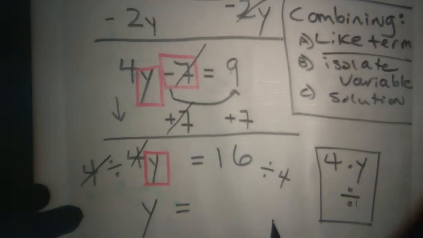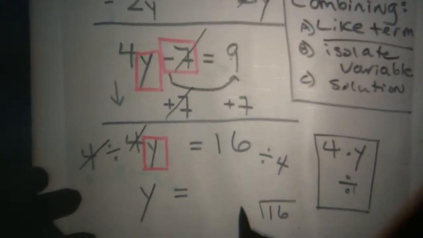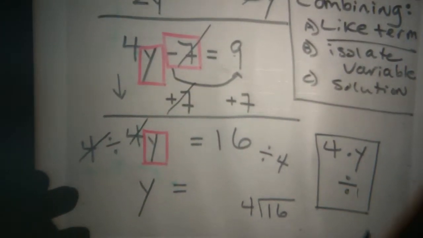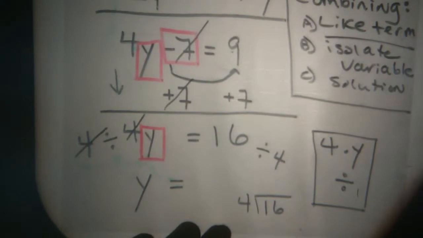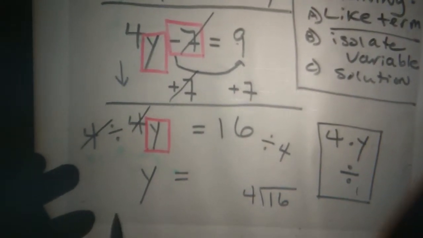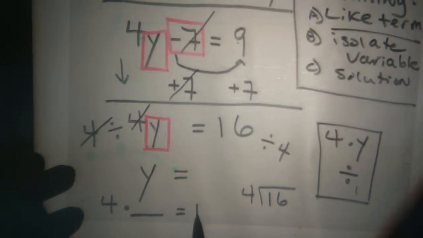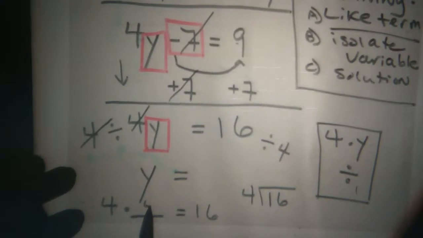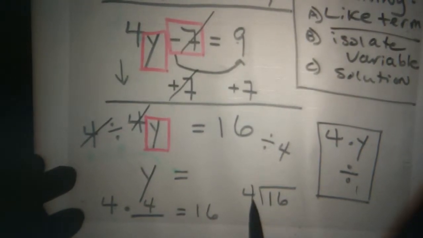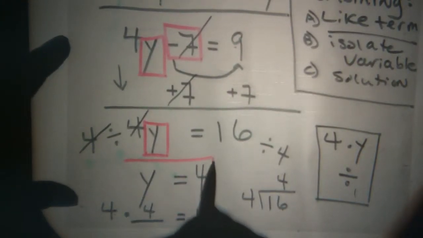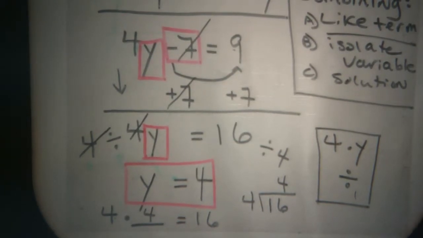Equals, now 16 divided by 4. 4 can be divided into 16. How many times? Well, let me see. I can also turn this into a multiplication problem. 4 times what equals 16? Well, I know 4 times 4 equals 16. So that would mean that 4 is divided into 16 4 times. My answer thus is 4. Y equals 4. Am I finished yet?